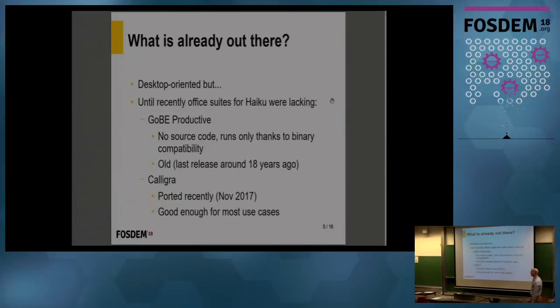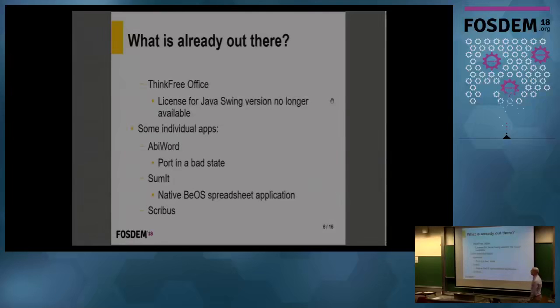Calligra was ported recently along with KDE frameworks, in November 2017. It's good enough for most use cases, but it doesn't have as many features as LibreOffice has. Another office suite is ThinkFreeOffice, and it was running thanks to OpenJDK. It was Swing-based, but they no longer sell licenses for that, so that's not really an option anymore.